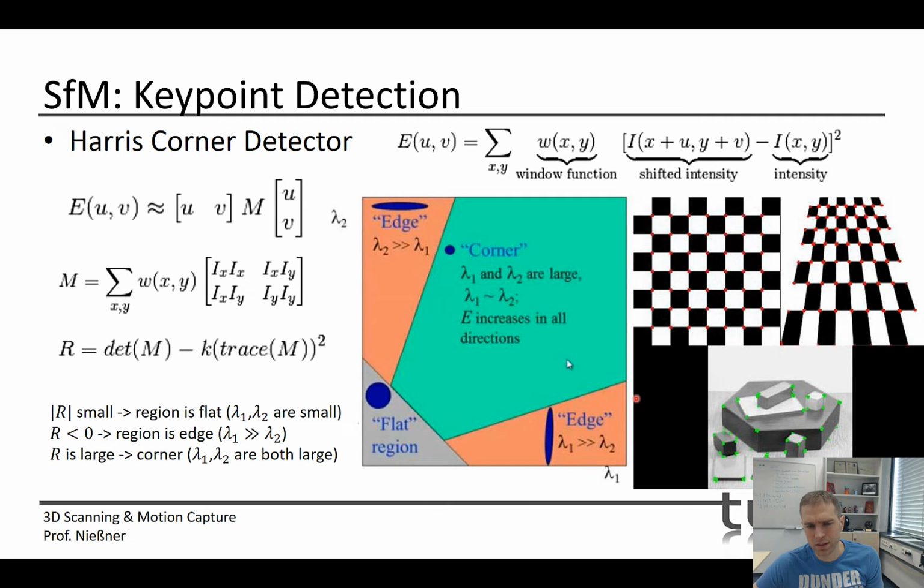Where these thresholds are is, I think, fairly arbitrary. But basically, if both of them are small, then it's a flat region. If lambda2 is greater than lambda1, then it's an edge. If lambda1 is greater than lambda2, then it's also an edge. And if both of them are large, then E increases in all directions. That means we have high gradients in every direction from the current point. Then we know it's a corner point, right? And this is basically what the Harris corner detector is doing. We're looking for points ideally at the top right here. There's of course a threshold for how much we consider, but basically we're looking for corner points in these regions.